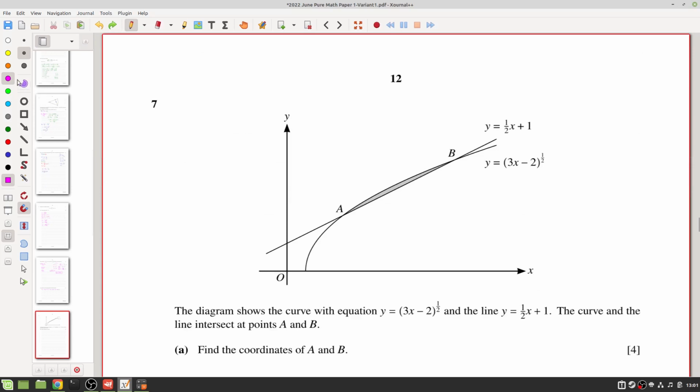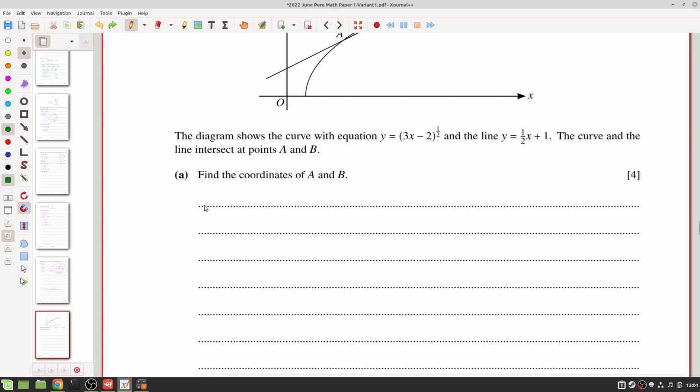Question 7. Okay, here we have the diagram with the equation y equals 3x minus 2 to the power half, and we've got a straight line like that. The curve and line intersect at A and B. Find the coordinates of A and B. Okay, so that's just solving simultaneously for these two equations.